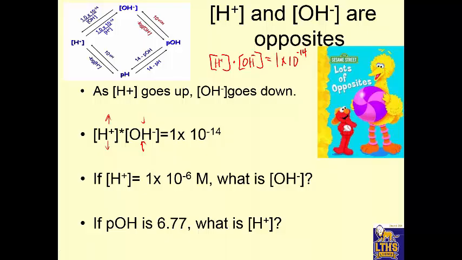So if the H plus is 1 times 10 to the negative 6, what is the OH minus? I already know the H plus, so I'm here. What do I want to get to? I want to get to OH minus. One step, I could go right there. I have to follow the arrow that way.